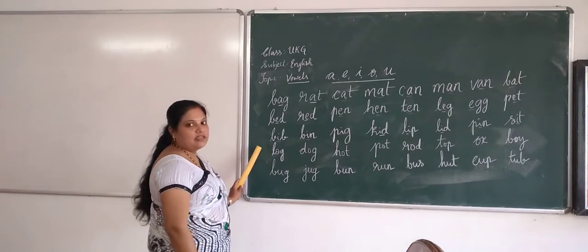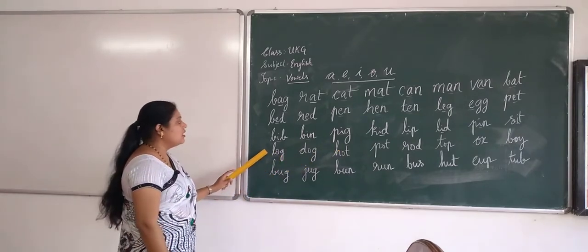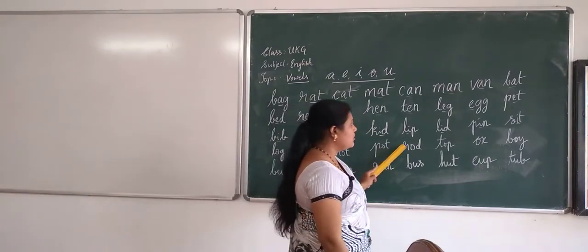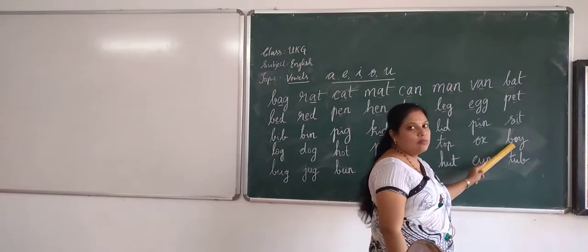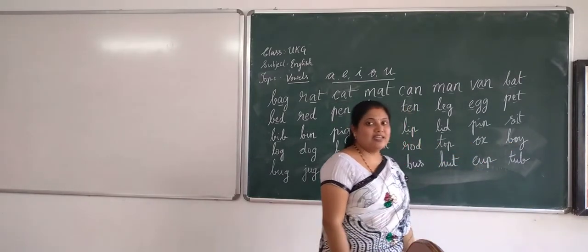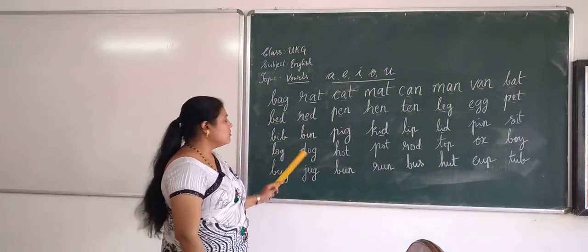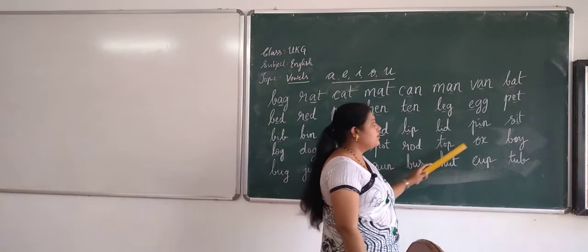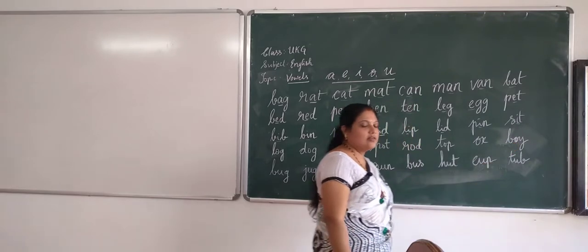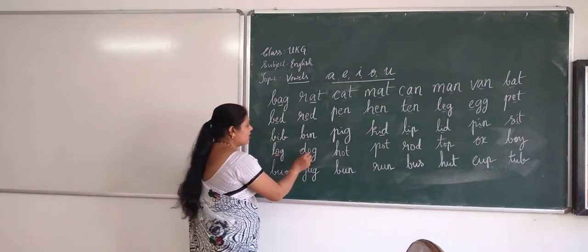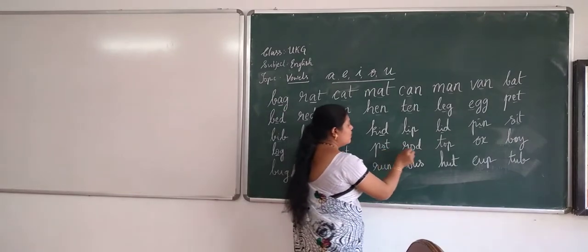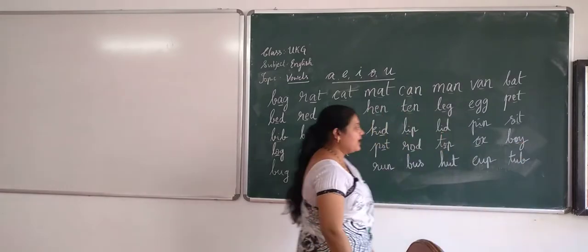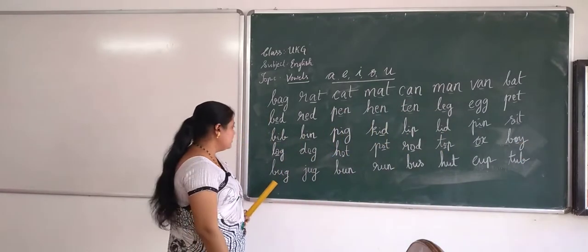See the next one. See the next set of words here: log, dog, hot, pot, rod, top, ox, boy. Can you hear that O sound? See, log, dog, hot, pot, rod, top, ox, boy. Everywhere O is found. So these are the O vowel words.